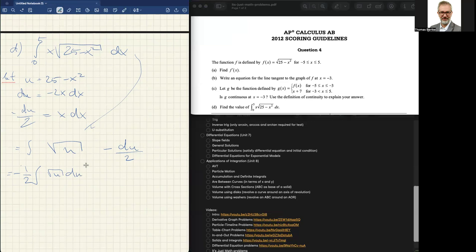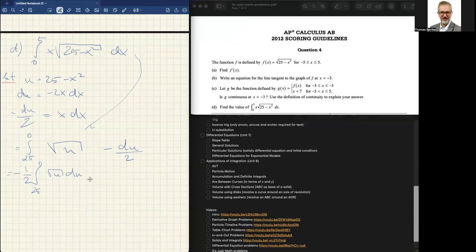Now, let's identify the boundaries. If I plug in the lower boundary 0, I get 25 minus 0, so that's 25. So the lower boundary is 25. And for the upper boundary, I plug in 5. That gives me 25 minus 25, and that is 0. So the upper boundary is 0. And I'll transfer this to this.